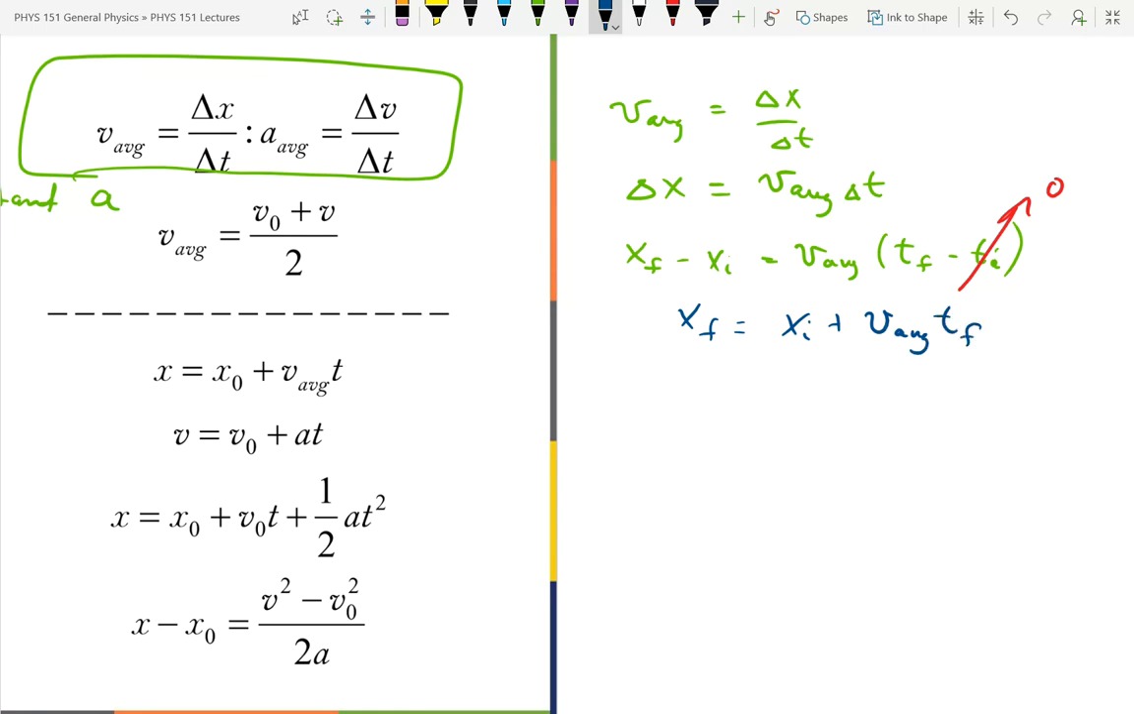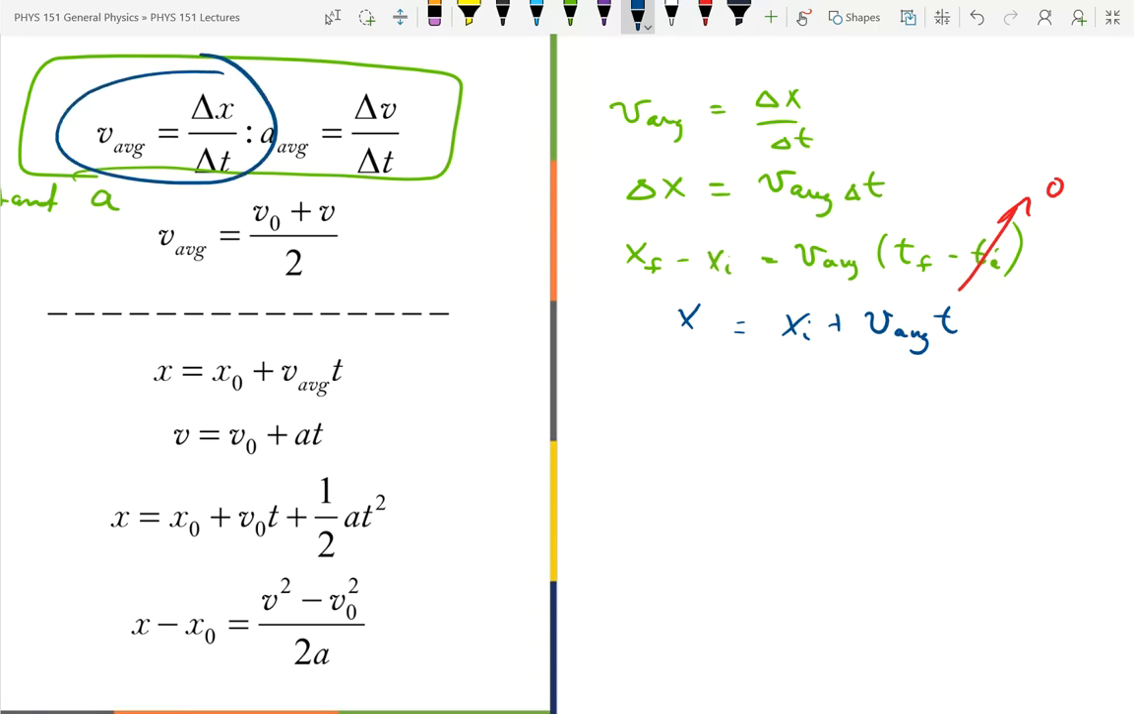We get tired of saying finals, and so we drop those and we just say x is equal to x initial, that is your position is equal to the starting position, plus the average speed multiplied by the time that passed. So that is a kinematic equation. It's really the same kinematic equation as this right here.